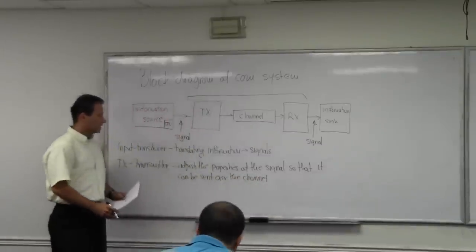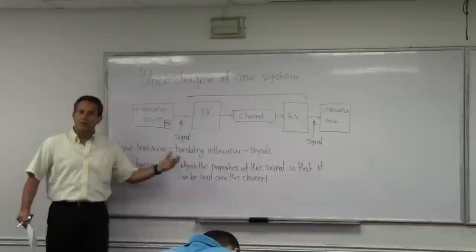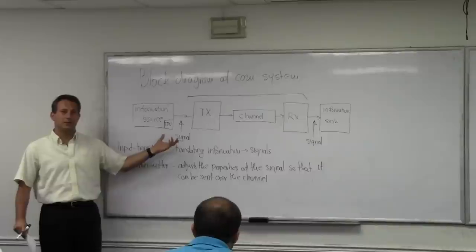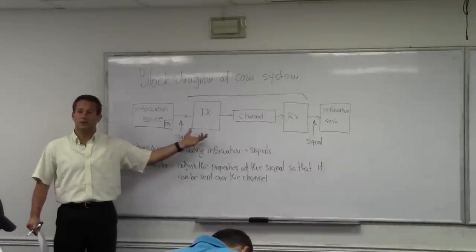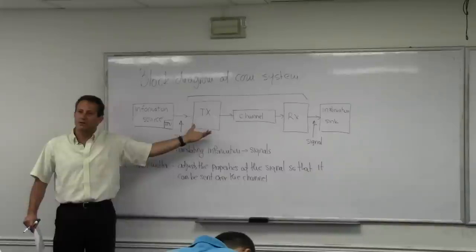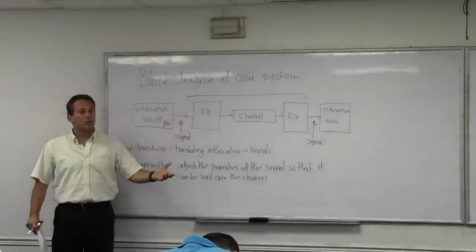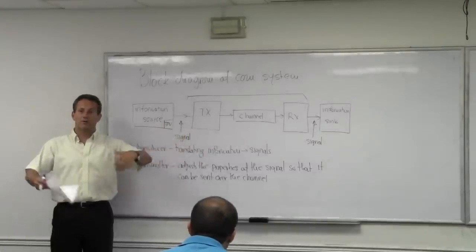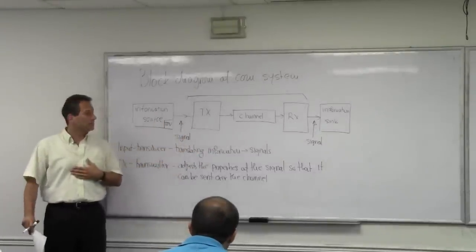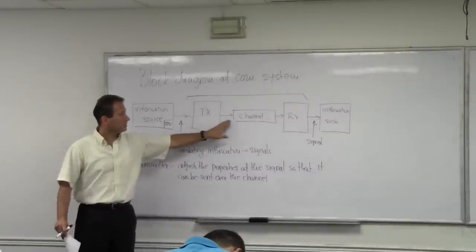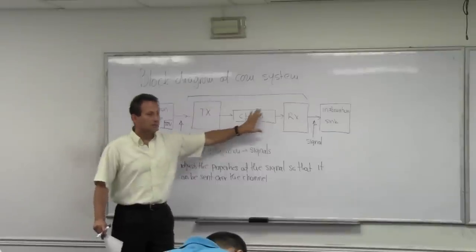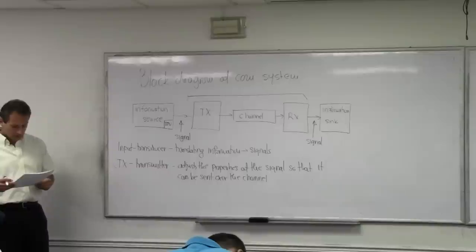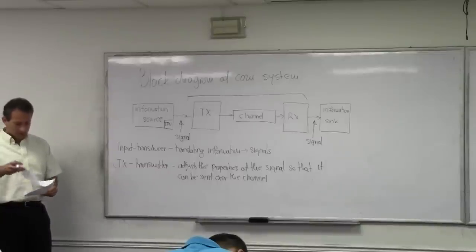Now, this "adjust the properties" is a loaded term here, because it does hold a bunch of things. If this is a digital communication system, the transmitter will digitize your signal, perform the error control coding, modulate the carrier, upconvert, downconvert, amplify, do a whole bunch of things to adjust the properties of what is being sent here so that it can actually go through the channel itself.